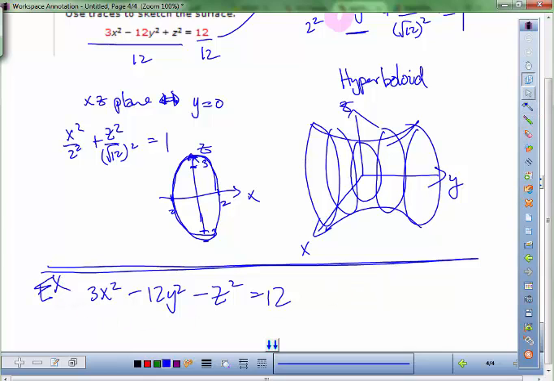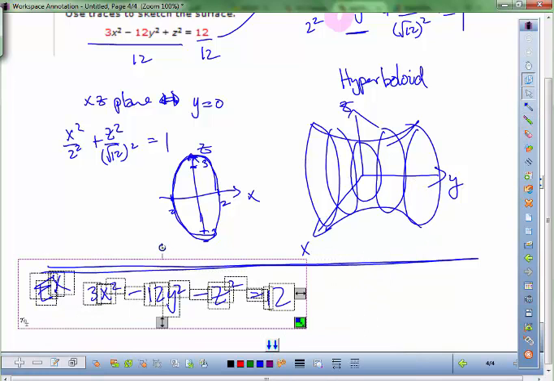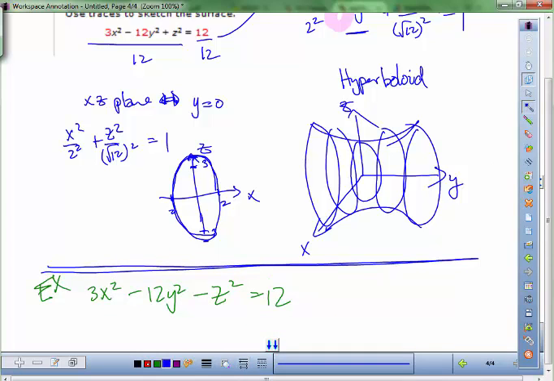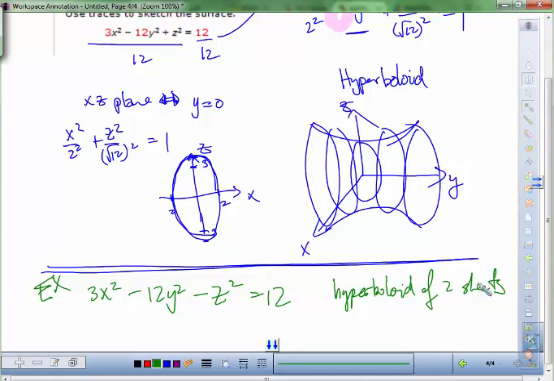Guess I should have done this in a different color. That's because x is the one with a different sign. If you let x equal 0, then you're going to have a negative number on the left side equal to positive 12, which cannot happen. And so x equal to 0 will not have any intersection or any traces.